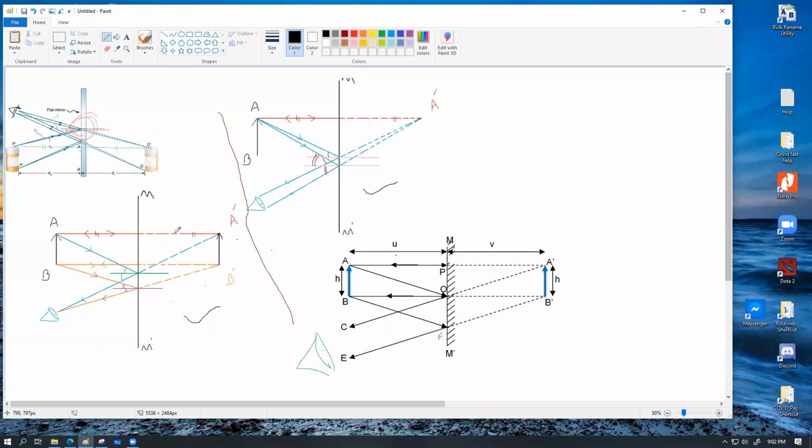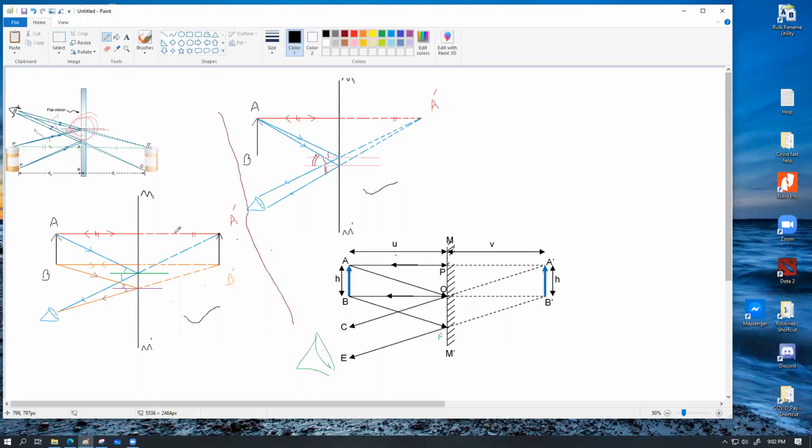Now this word is very important. Images will be laterally inverted. If we ever describe an image to be inverted, if you only write inverted, that always means vertically inverted. If you write an image to be upright, that always means vertically upright, which means top is top, bottom is bottom. Upright means that, and inverted means top is bottom, bottom is top.